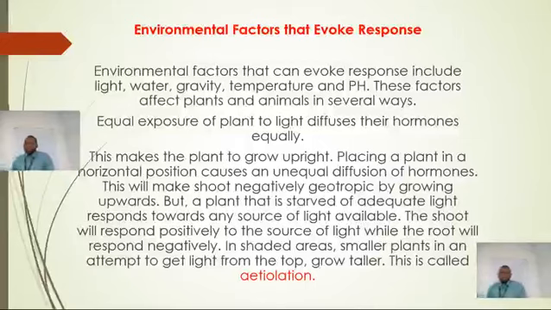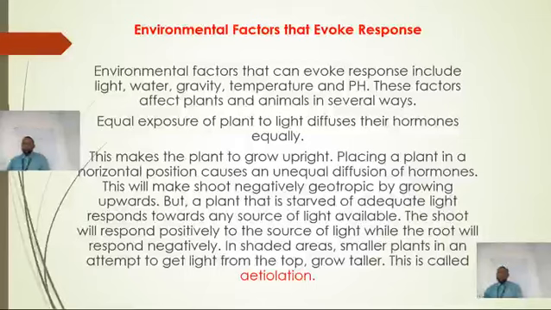The second paragraph. This makes the plant grow upright. Yes. Placing a plant in a horizontal position causes an unequal diffusion of hormones. This will make the shoot negatively geotropic. When we say negatively geotropic, it means the shoot is not going downward. It is going upward. So it will not go in response to gravity. It will move upward, negatively geotropic by growing upward.